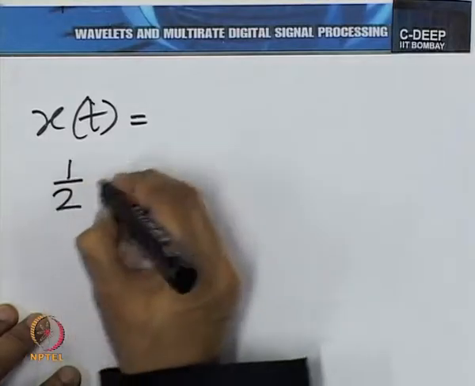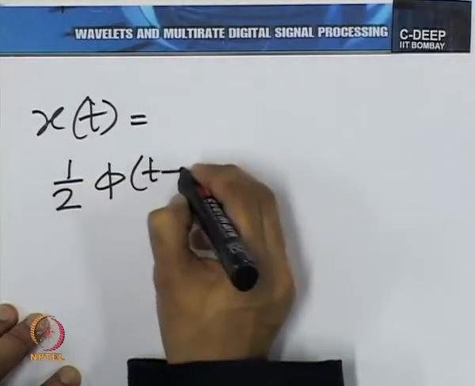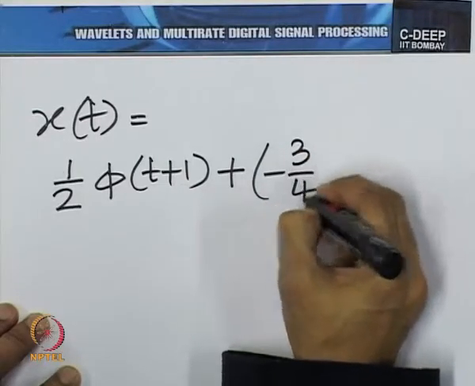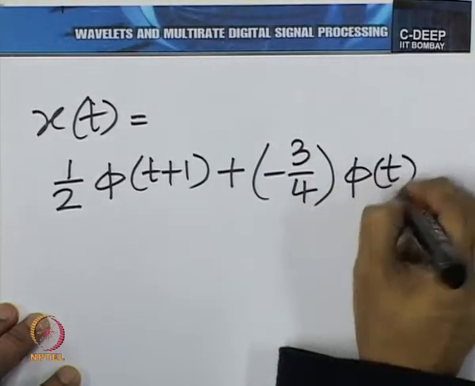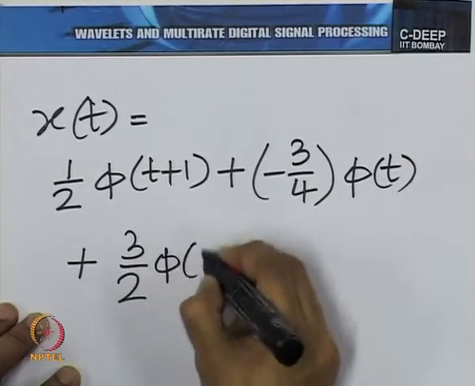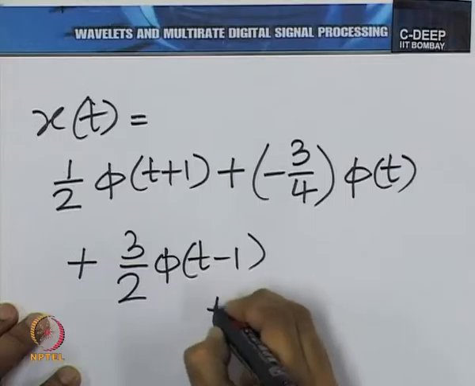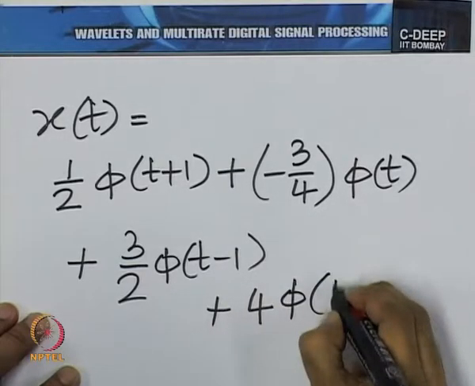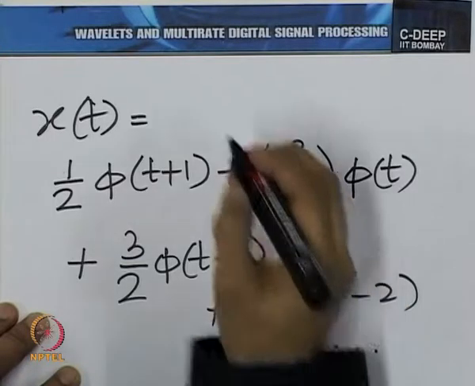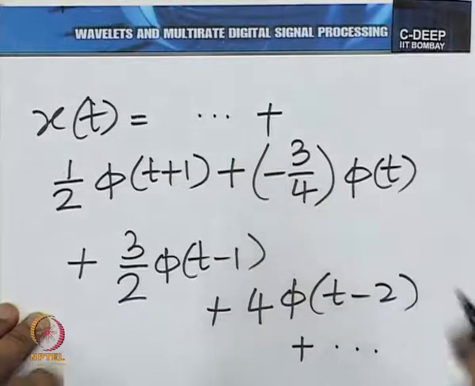as half phi of t plus 1, plus minus 3 by 4 times phi of t, plus 3 by 2 times phi of t minus 1, plus 4 phi of t minus 2, and so on. So, you could continue this beyond 3 and you could continue it before minus 1.